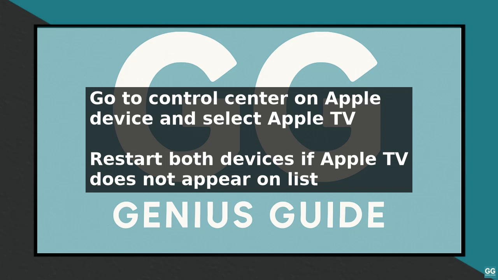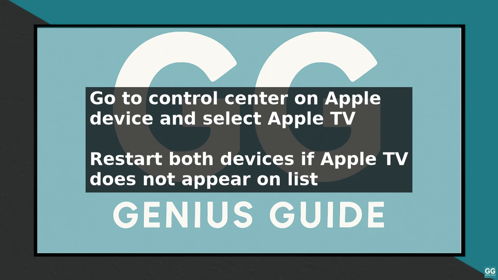On your Apple device, go to the Control Center and tap on Screen Mirroring or AirPlay. Then select your Apple TV from the list of available devices. If your Apple TV does not appear, try restarting both devices and then attempt to connect again.